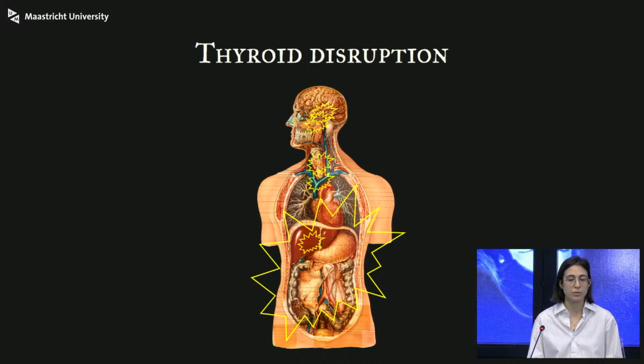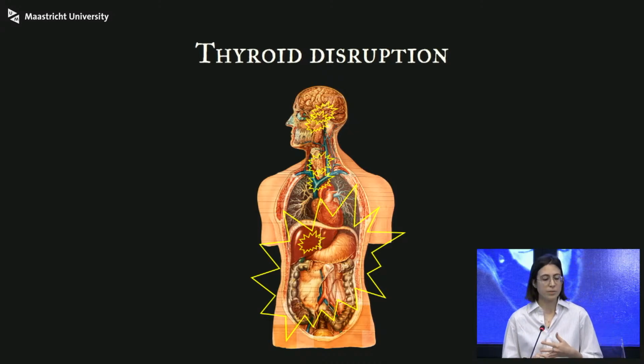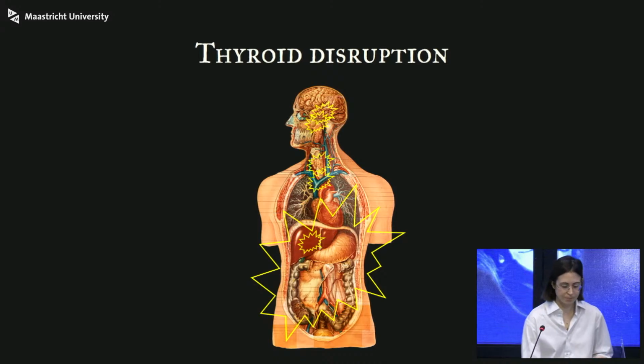So there can be interference of how the thyroid hormone is bound in the blood, how it is excreted by the liver, and any target cell of our body. In fact, the thyroid hormone is very important from in utero development throughout adulthood, and basically all the cells of our body can respond to the presence of the thyroid hormone.